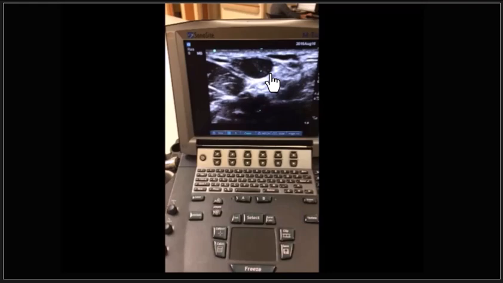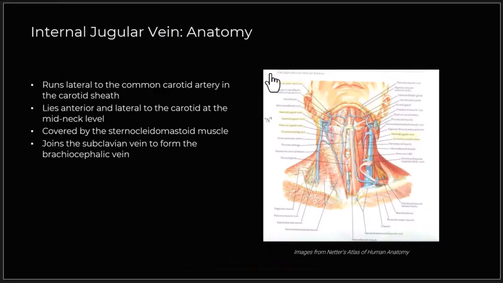So the first thing that we're going to talk about anatomically is the IJ. The IJ is a very commonly cannulated vessel that we use for central venous access. And as you remember, no doubt from flashbacks from Netter's anatomy, the IJ runs lateral to the common carotid artery in that carotid sheath, and it lies anterior and lateral to the carotid at the mid-neck level, which is where we will begin looking with our ultrasound transducer to identify the IJ vein. You'll notice that it's covered by the sternocleidomastoid. If you were to follow it down, it joins the subclavian vein to form the brachiocephalic vein.